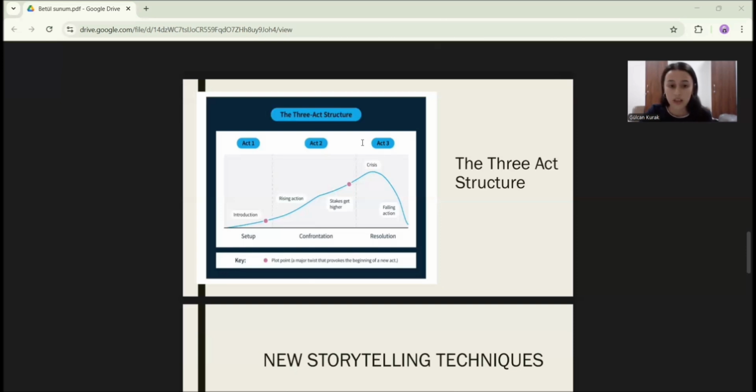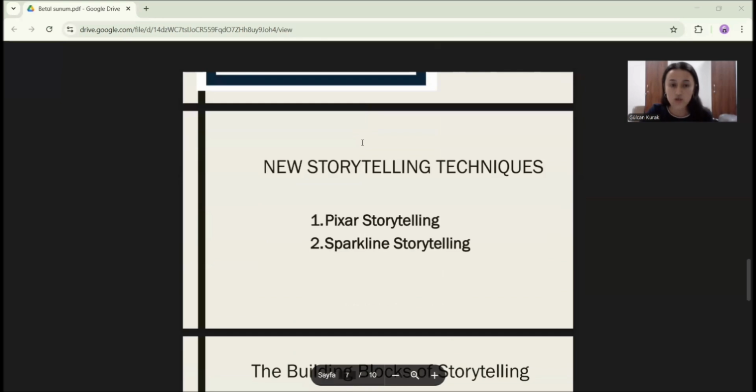You can use them. And we are going to the new storytelling techniques. In here, we have two techniques, Pixar storytelling and Sparkline storytelling. These are the more modern techniques. As I said before, the hero's journey and the three-act structure are the traditional ones, and these are the more modern techniques, I can say.